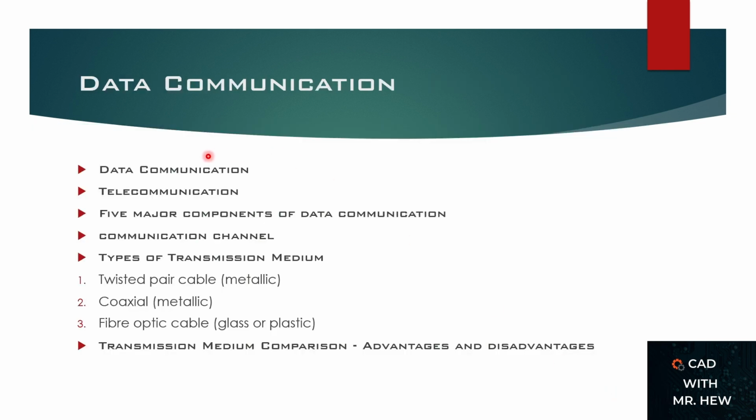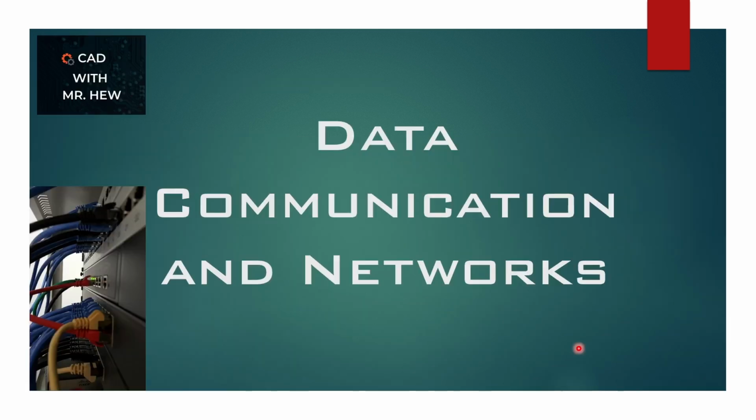So in today's video, we looked at data communication, telecommunication, the five major components of data communication, communication channel, types of transmission medium, and the three that we looked at today were the twisted pair cable, the coaxial cable, and the fiber optic cable. We also looked at the transmission medium comparison with respect to the disadvantages and advantages. So in today's video, we looked at data communication and networks.